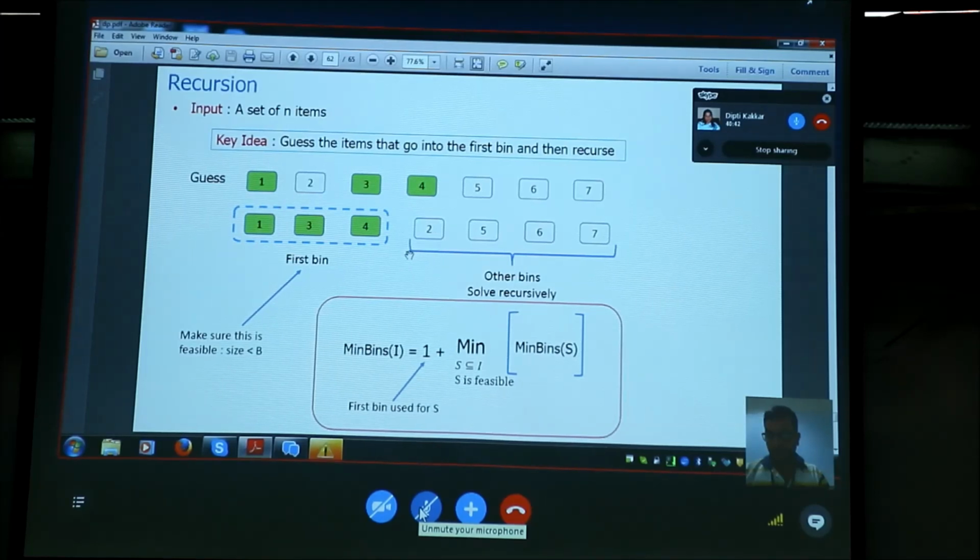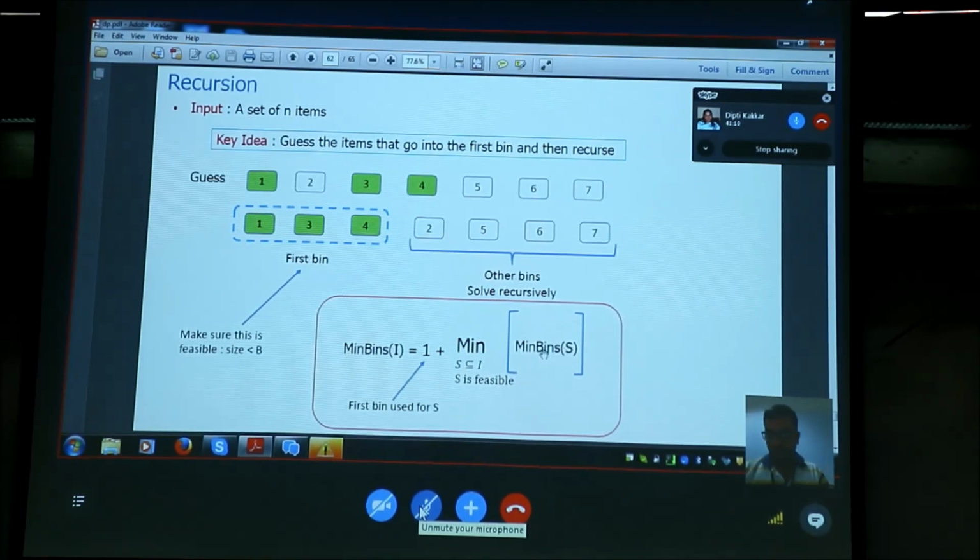So we can write our recurrence relation like this. What is the minimum number of bins required for an instance I? You guess all the possible subsets of I. This is your guess for what goes into the first bin. Check that it's feasible, that it sums up to less than B, so it can fit in the first bin. Once you have made that choice, there is a bad bug here. This should be S minus I. What is the minimum number of bins to do S minus I? Of course, this is I minus S.